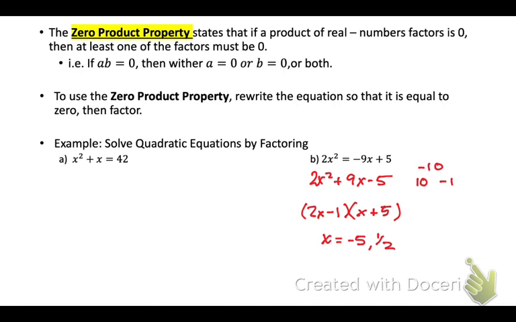I accidentally wrote 15 instead of 5, so that probably wouldn't work very nicely. I don't think you could get the factors of 30 to have a difference of 9. Yeah, I was confused.